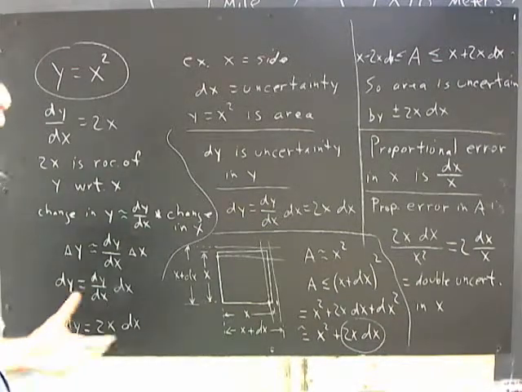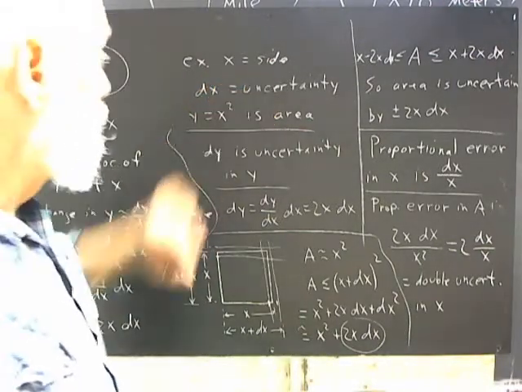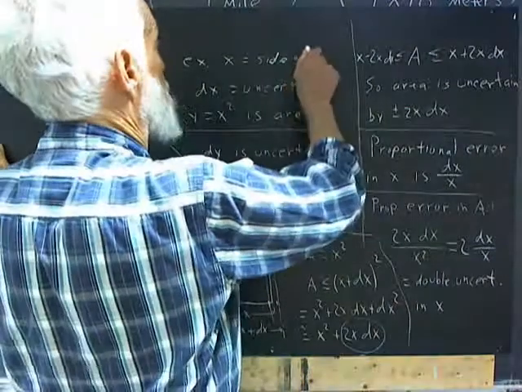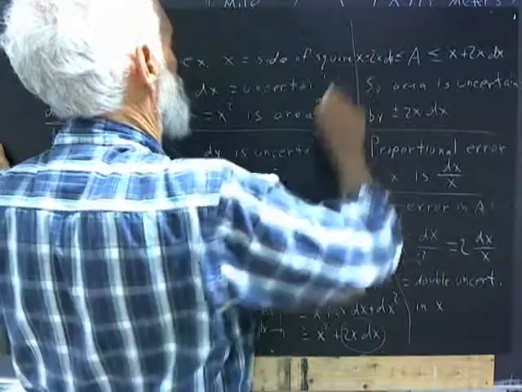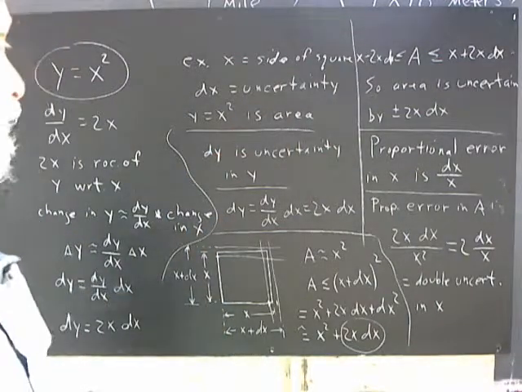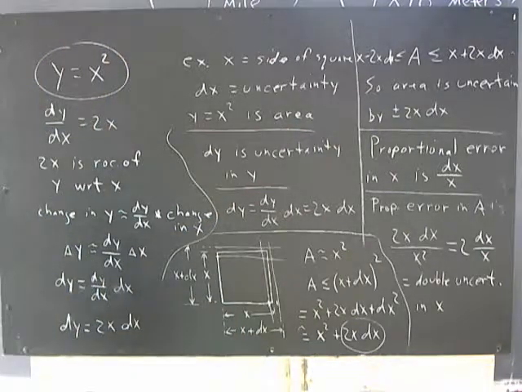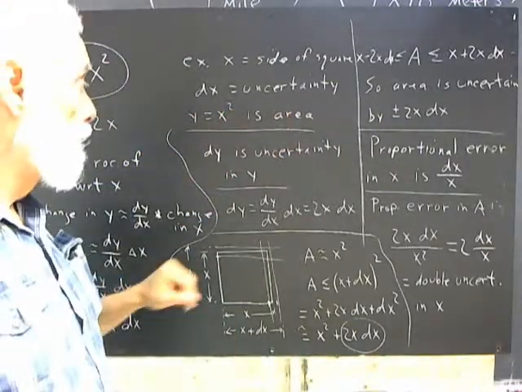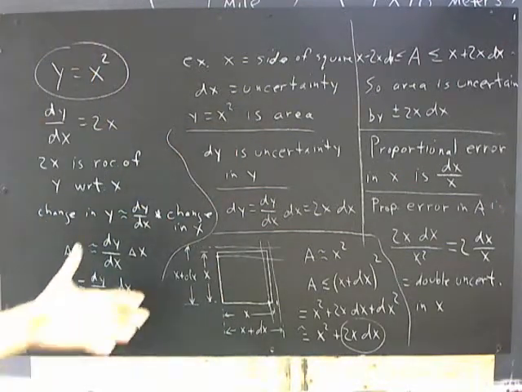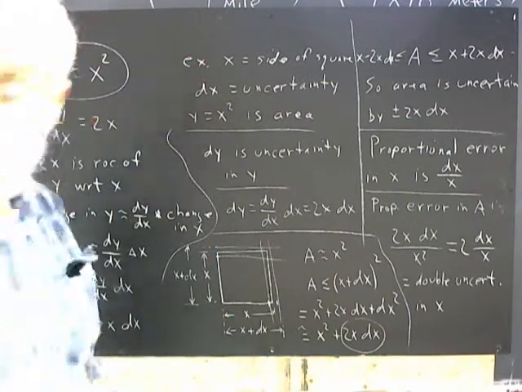Now to the question of what does this mean, how can we apply it, we take an example where x is the side of a square, and dx is the uncertainty in the length of that side. So y equals x squared is the area of the square. But if we have an uncertainty in the length of the side, then we don't know that y is exactly equal to x squared, and what we want to do is get a handle on how much y could vary given the variation in x.